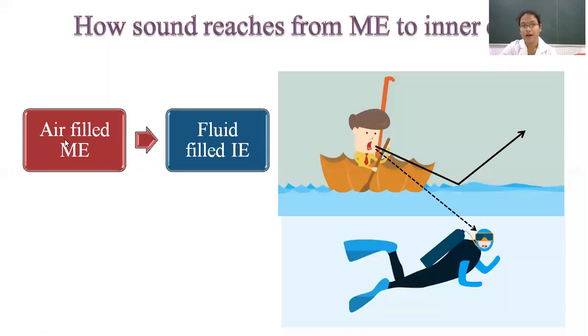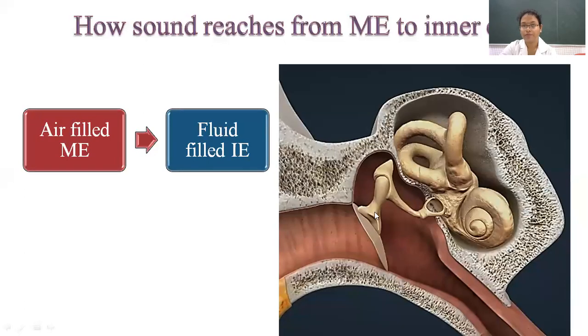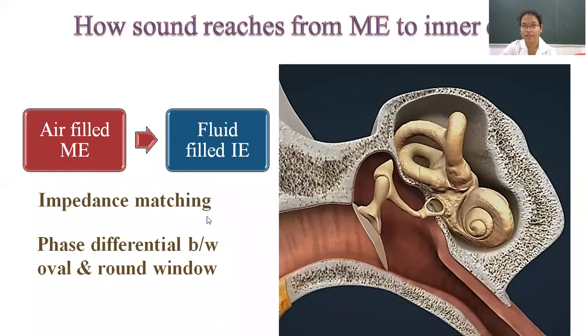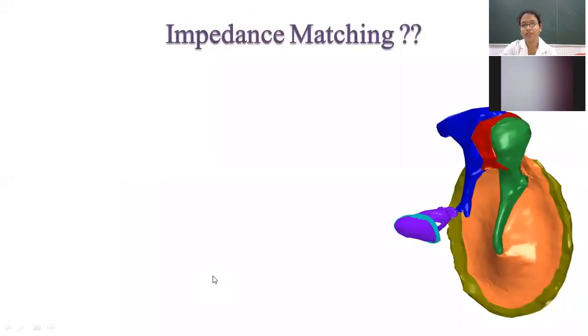Meaning, the sound from the middle ear, which is air filled, has to reach the inner ear, which is fluid filled. To solve this problem, the middle ear requires some mechanism, and that is nothing but impedance matching and the phase differential between the oval window and the round window. Now let us see what is impedance matching.